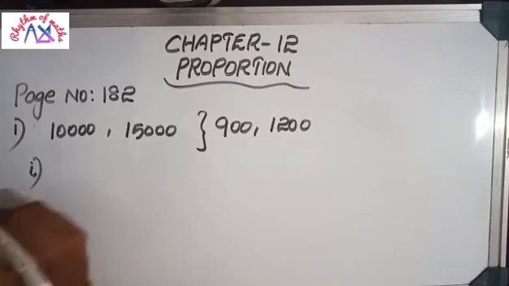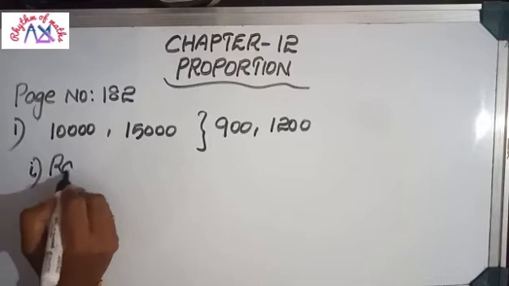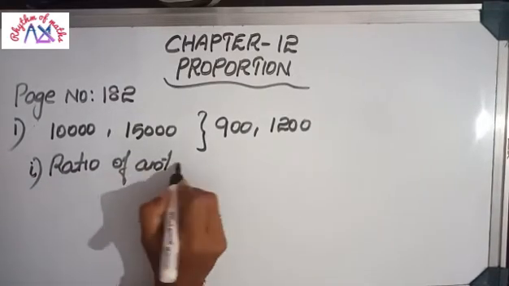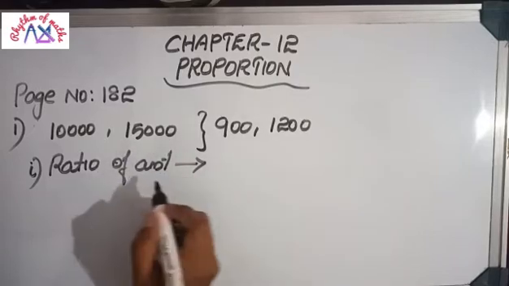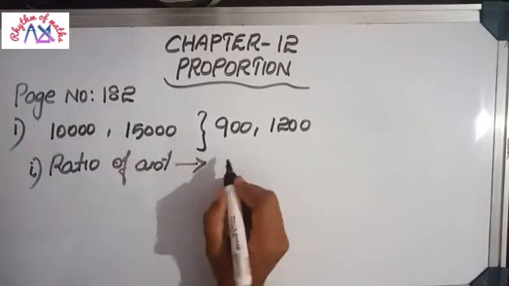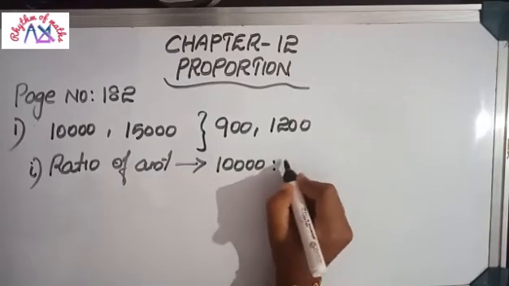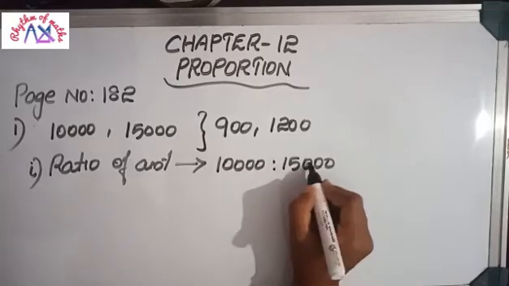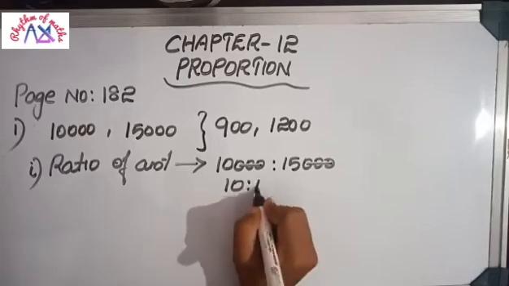Now our first sub question is, what is the ratio of amount invested? So ratio of amount invested means, how can we write the ratio? By writing is to. First amount is this, second amount is this. So we can write the ratio as 10,000 is to 15,000. Here 3 zeros are common, so we can cancel them. So the answer is 10 is to 15.